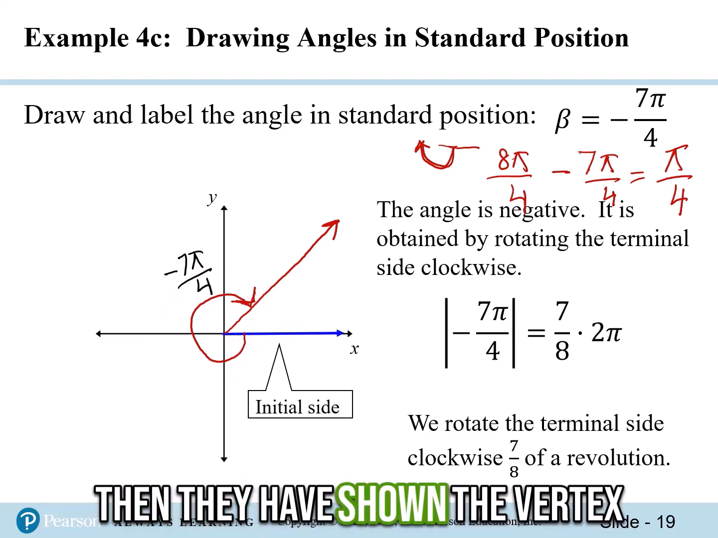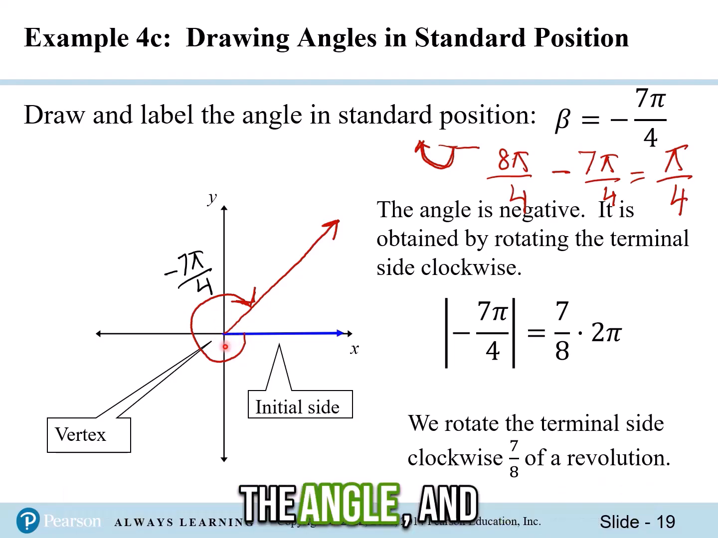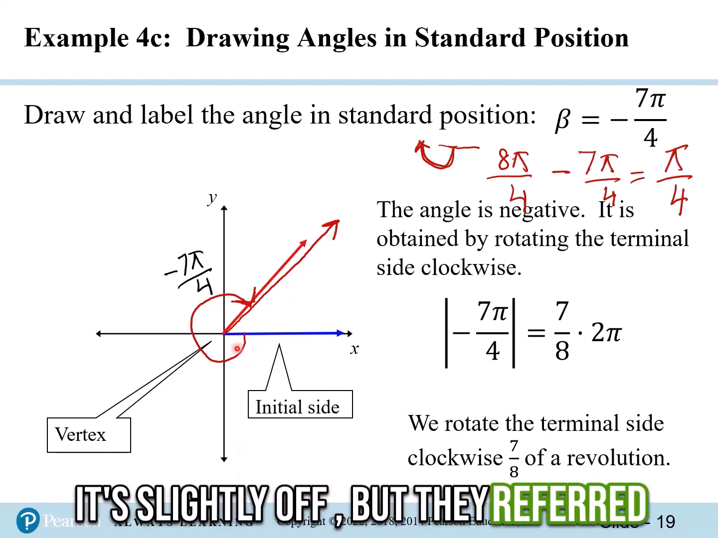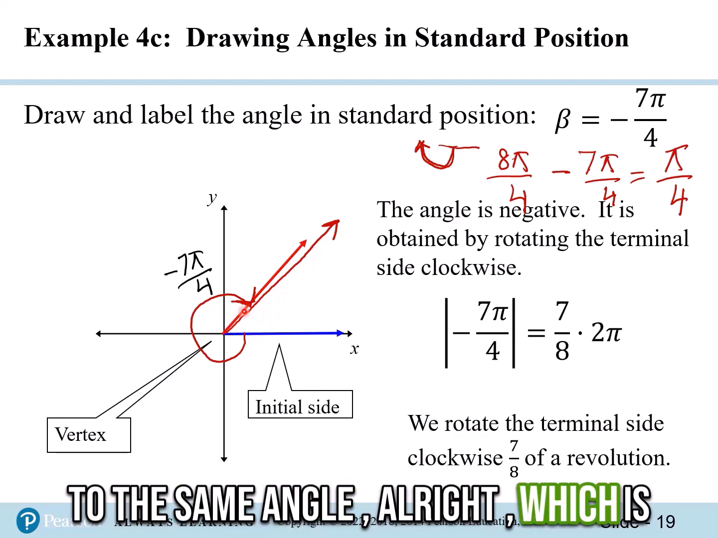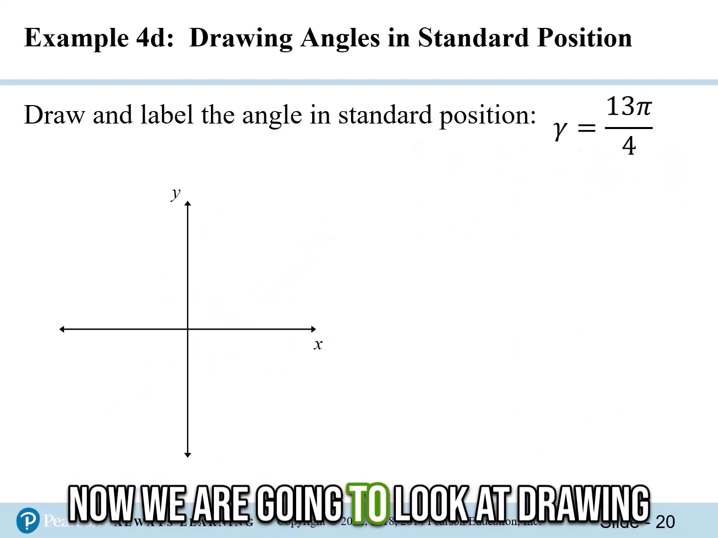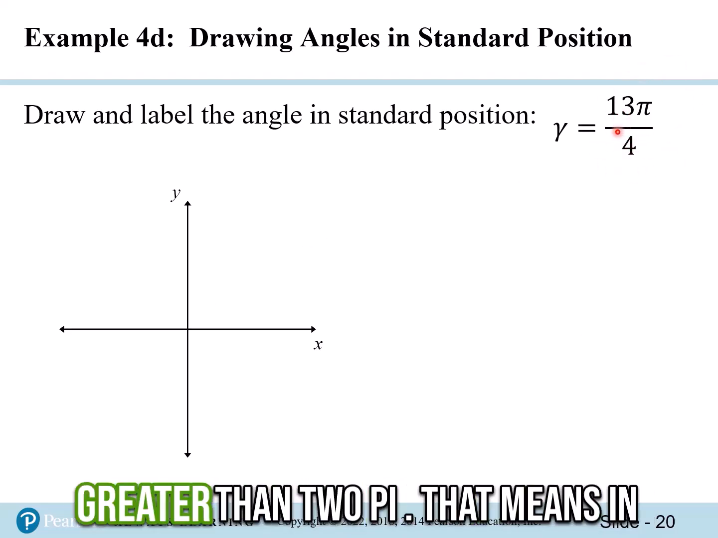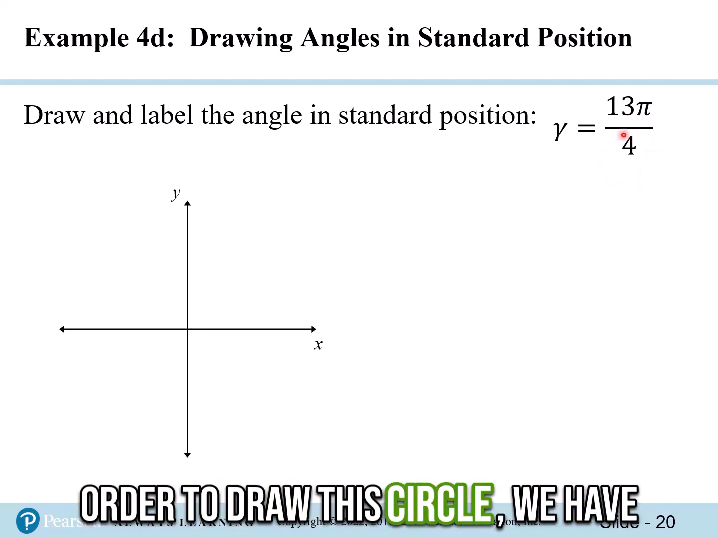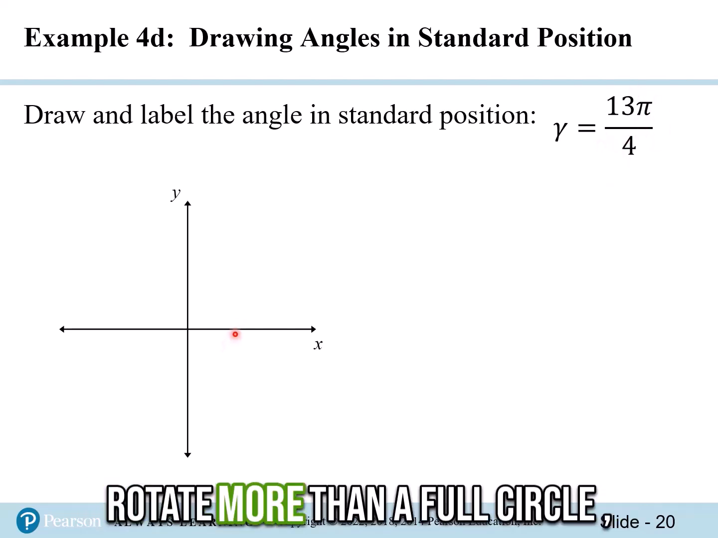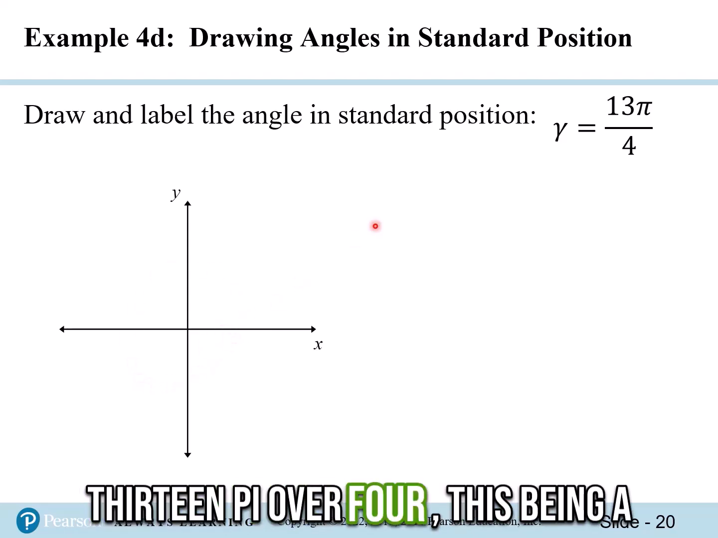And then they have shown the vertex over here. This is the vertex of the angle, and they refer to the same angle, which is negative 7 pi over 4. All right. Now we are going to look at drawing an angle which has a measure greater than 2 pi. That means in order to draw this angle, we have to rotate more than a full circle, more than 2 pi units. All right, 13 pi over 4.